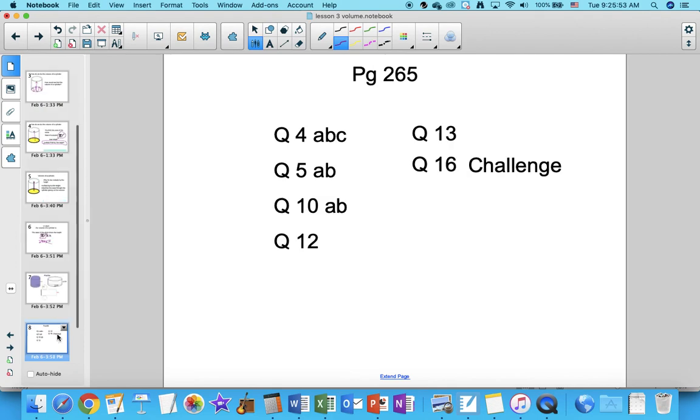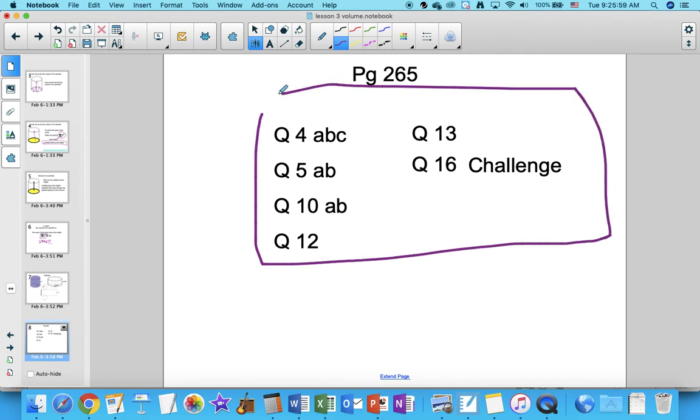So try these questions and then try these questions. This will help you reinforce the knowledge of volume, what it is, and how to do it with a cylinder.